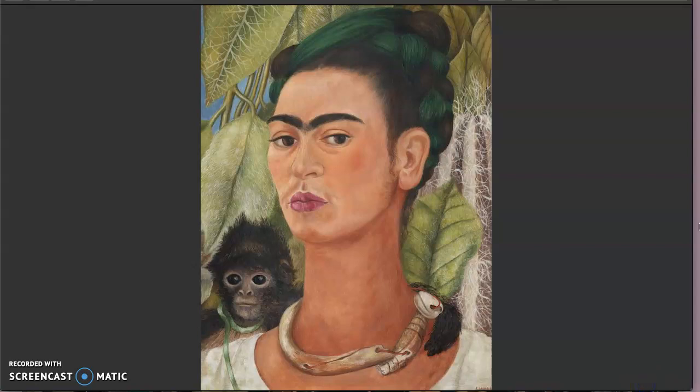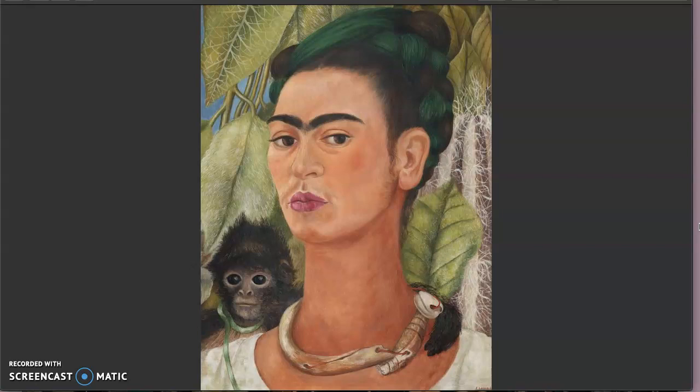Hey guys, so for my final project, I decided to do this painting. It's called Self-Portrait with Monkey, and it's by a Mexican artist. Her name is Frida Kahlo. So this was created in 1938.